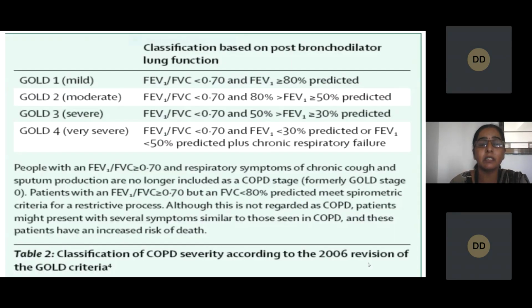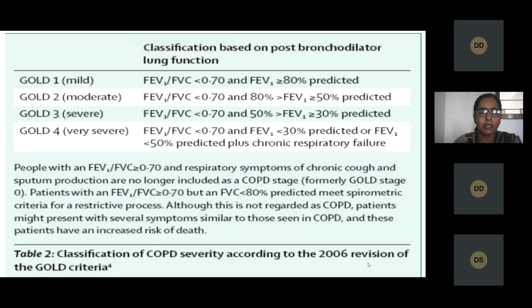The classification can also be done another way, where they give a bronchodilator and again measure the lung function. This is classified based on the post-bronchodilator lung function. This is GOLD 1, 2, 3, 4, that is mild, moderate, severe, and very severe. These are the standardized GOLD criteria for COPD.